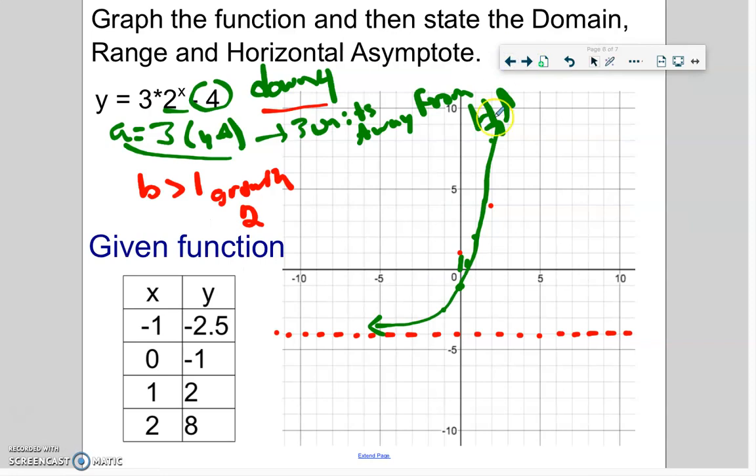So again, like I was saying, please feel free to ask any questions. I know that seemed a little rushed. The dilation value should always be done first, but sometimes doing it from the horizontal asymptote really does save time. But get comfortable with either one. Pick and choose your choice.